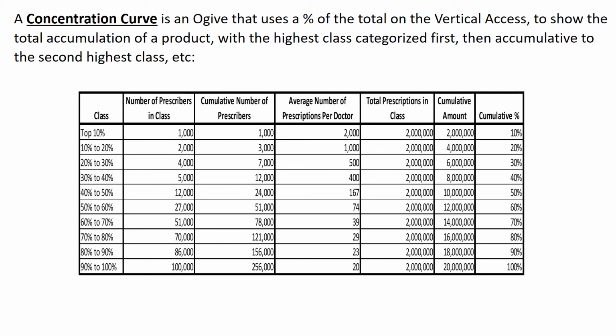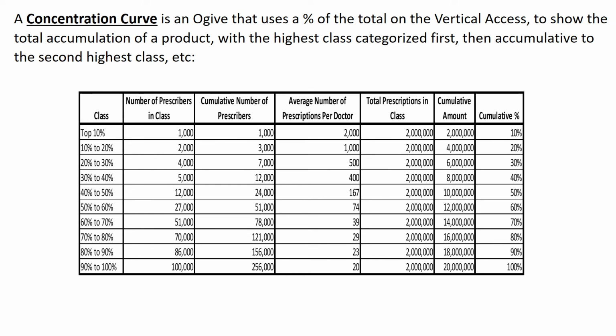How are they distributed within these 256,000 doctors? From 20 to 30% is 4,000 doctors, each one doing 500 prescriptions annually. And again, that's 2 million. Each one of these is 2 million. I'm sorting it from the highest to lowest doctor.